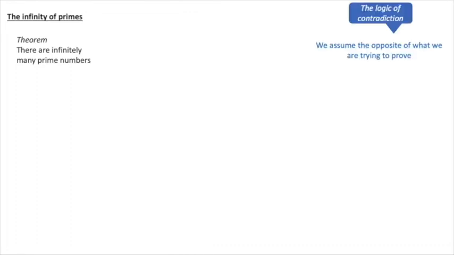We have to actually prove it. So, logic of contradiction again, we assume the opposite of what we're trying to prove. So what we do is we assume there are finitely many primes. That's obviously the opposite of there being infinitely many. And if there are finitely many, then we could list them.